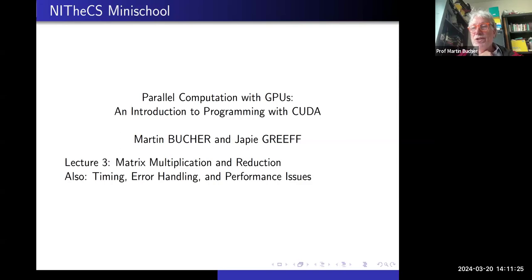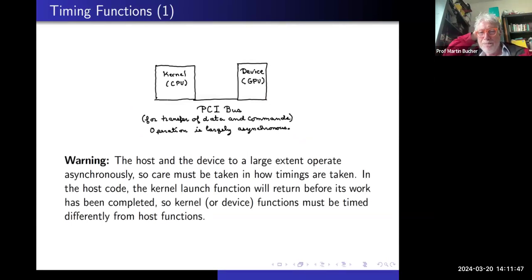And we're also going to talk about performance. So Japie talked a lot about the architecture and emphasized how it's different from your CPU architecture. And we're going to look at how that impacts performance. I'll just start with timing, because we're going to time our programs.